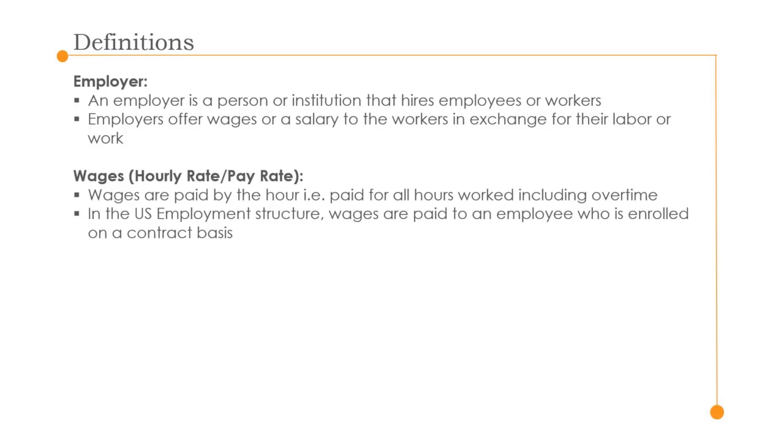Then we have wages. These are also called hourly rate or pay rate. Wages are paid by the hour. That is, they're paid for all hours worked, including overtime. In the US employment structure, wages are paid to an employee who's enrolled on a contract basis.